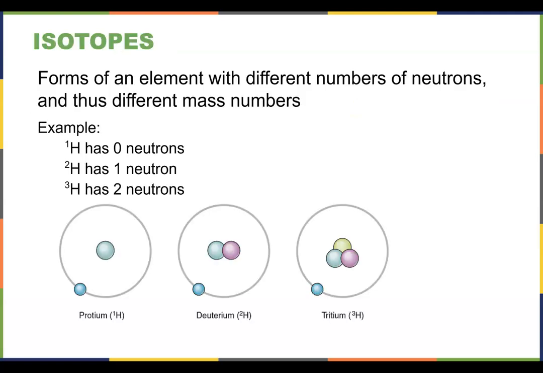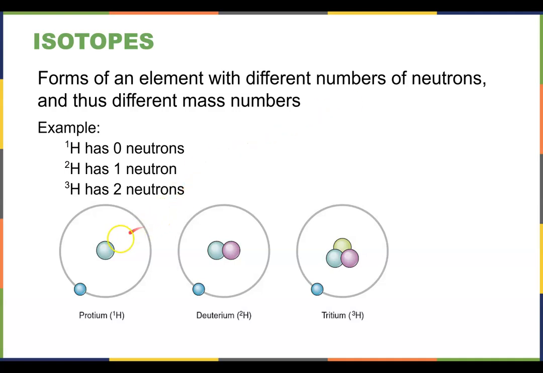All right, a little bit more about isotopes. So isotopes, again, are different forms of an element, meaning that there's different numbers of neutrons. We can't change the number of protons without changing the element, but we can change the number of neutrons while still keeping the same element.